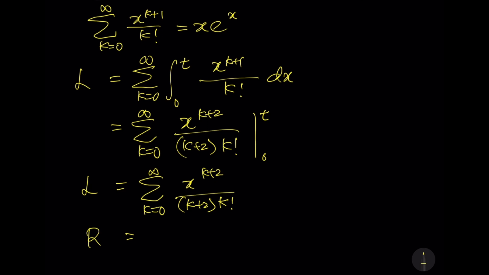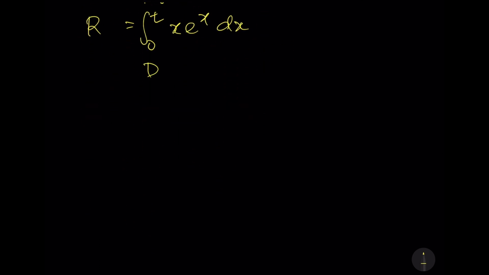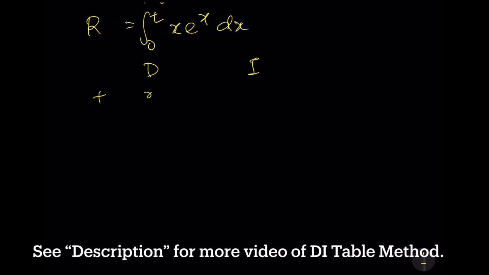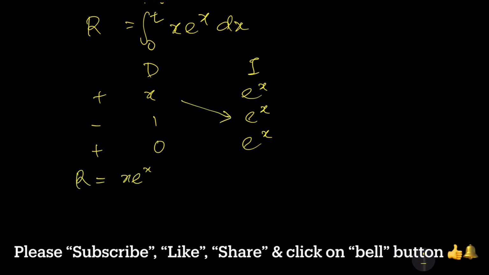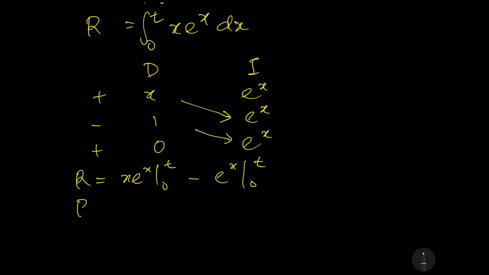Meanwhile, define R equals the integral from 0 to t of x multiplied by e power x dx, where L is equal to R. Solve R using integration by parts with the DI table. First row is positive, choose x for D, e power x for I. Second row is negative, D equals 1, I equals e power x. Third row is positive, D equals 0, I equals e power x. We obtain R equals x multiplied by e power x minus e power x. Putting x equal to t and 0, we have R equals e power t multiplied by (t minus 1) and then plus 1. Again, t is a dummy variable, we can change it to x.